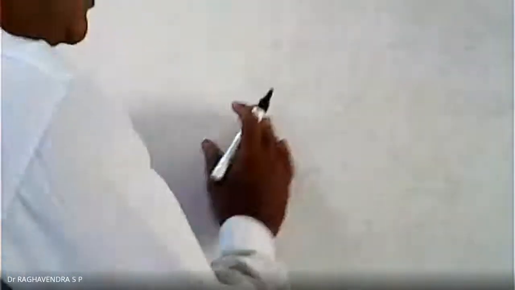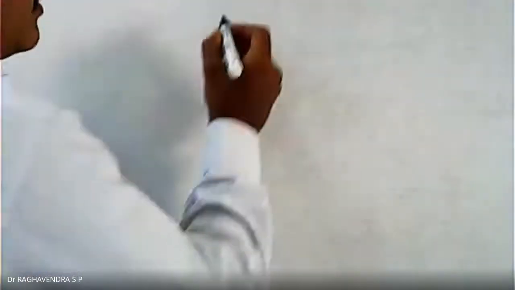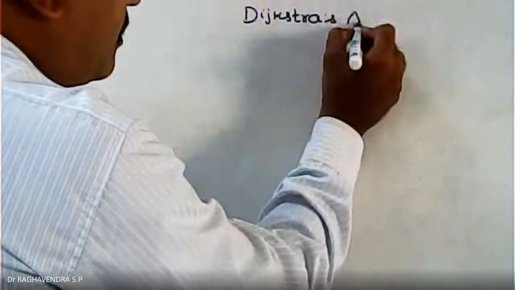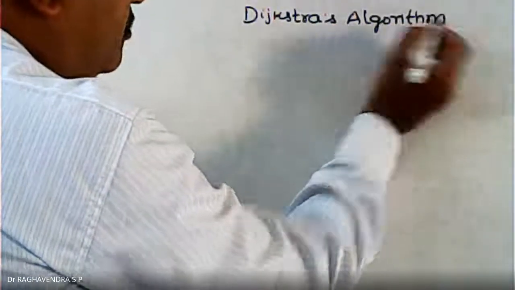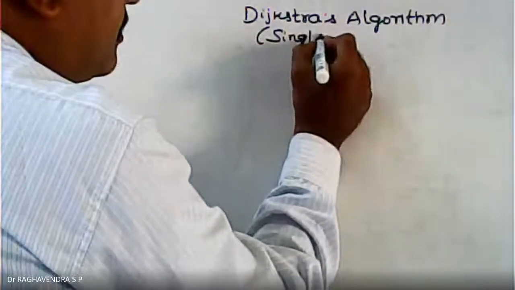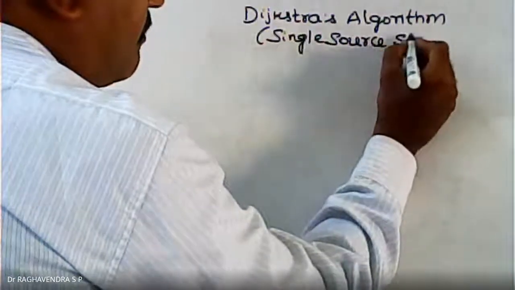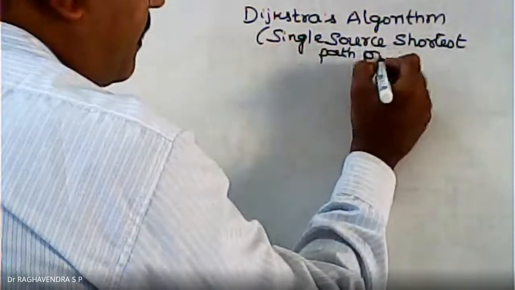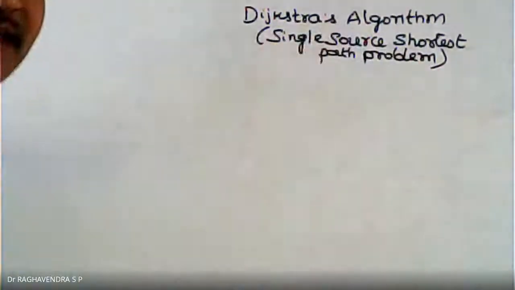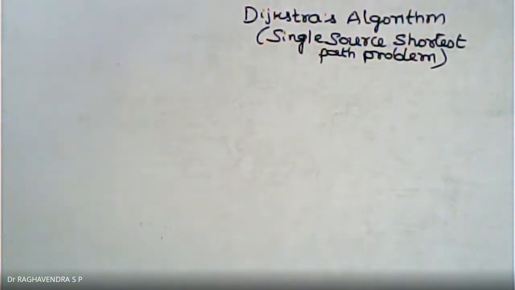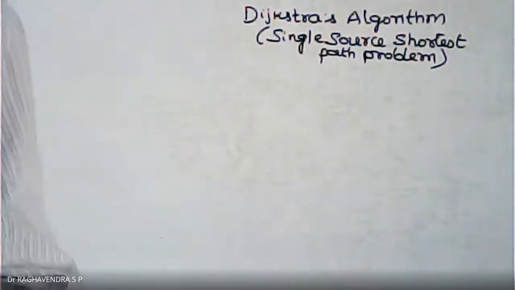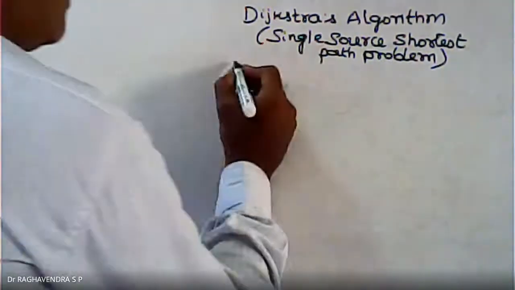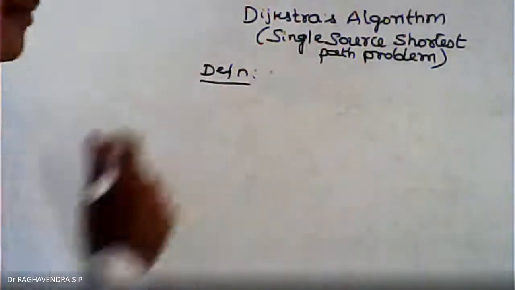Today we are going to discuss Dijkstra algorithm. It is also called single source shortest path. All of you take this heading: Dijkstra algorithm, single source shortest path. Take the definition. I want to dictate the definition.